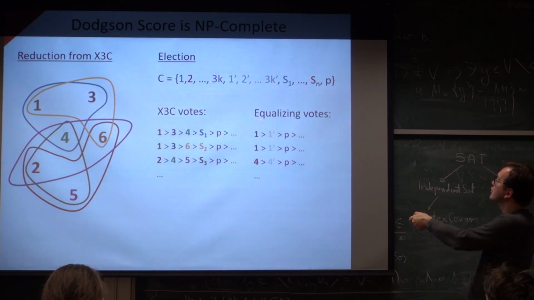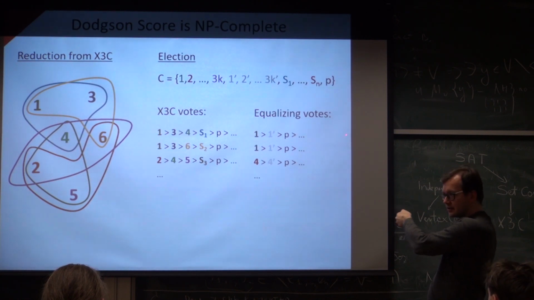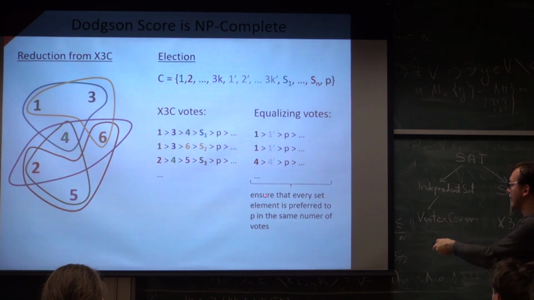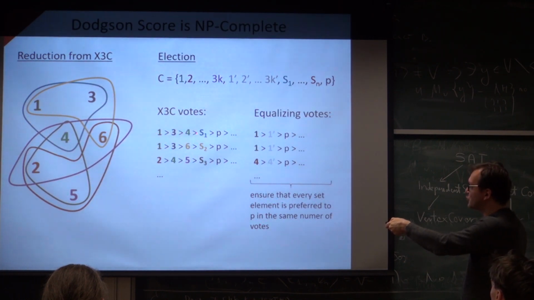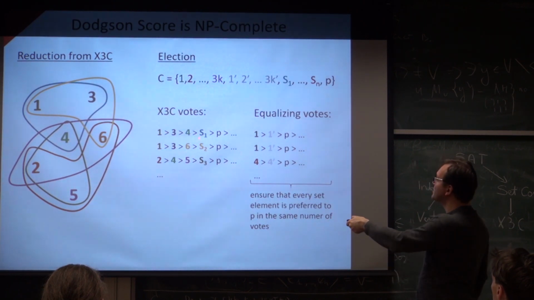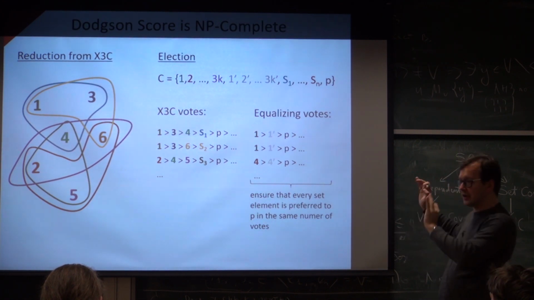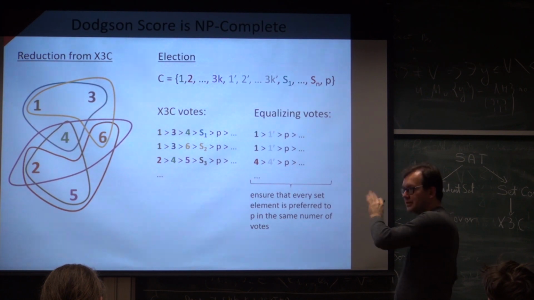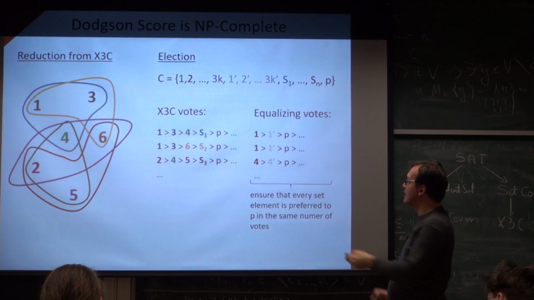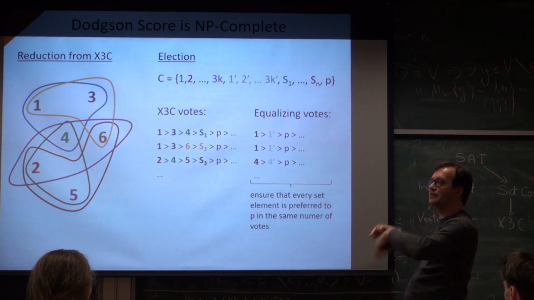Then I will have something called equalizing votes, which are only of the form a real candidate, his clone, then P, and then whatever else. I ensure that every set element is preferred to P in the same number of votes. So each of these guys, 1, 2, 3, 4, 5, up to 3K, sometimes comes in front of P in these votes. Sometimes he comes below. By the equalizing voters, I mean that I put enough of them so that 1 comes before P the same number of times, 2 comes before P the same number of times, 3, 4, whatever, they come before P the same number of times. So if there were n votes here, in the worst case, there will be n times 3k votes here, because for every candidate, I have to at most add n voters.